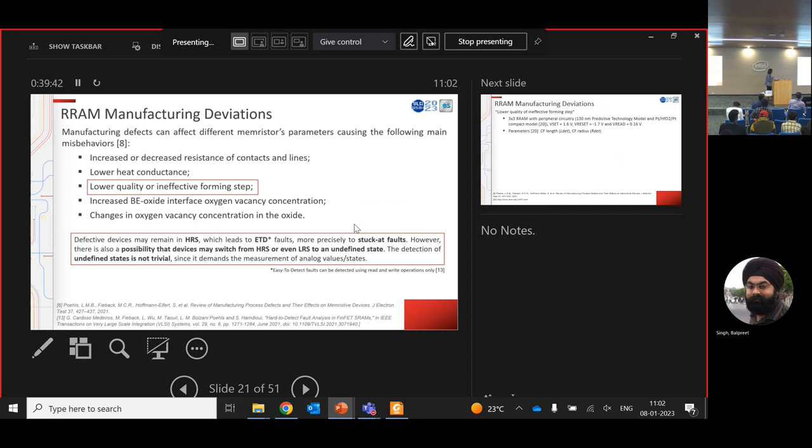So basically, we have these five misbehaviors that were identified during our study. These defective devices can cause what we classify as easy to detect faults, which means what? An easy to detect fault is a fault that you can identify at time zero, just performing some kind of operation. If you test your device as a memory element, for example, if you write one and you are able to read one, if you write a zero, you are able to read zero and so on.